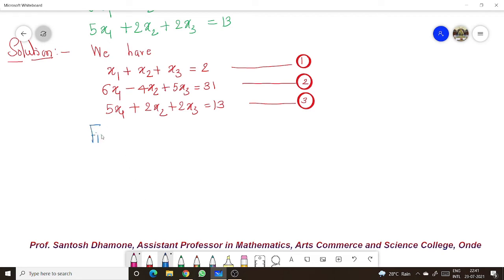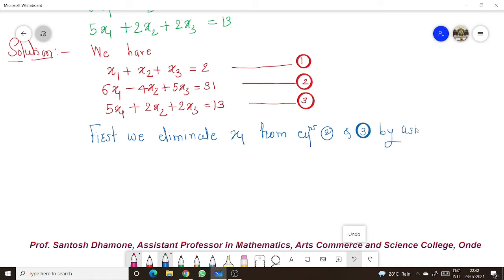First, we eliminate x1 from equations 2 and 3 by using equation 1.